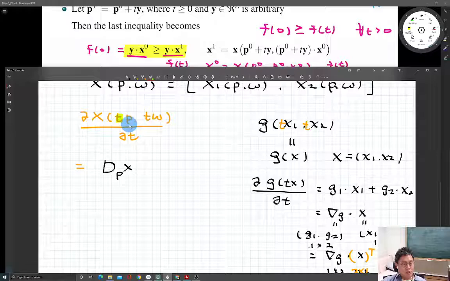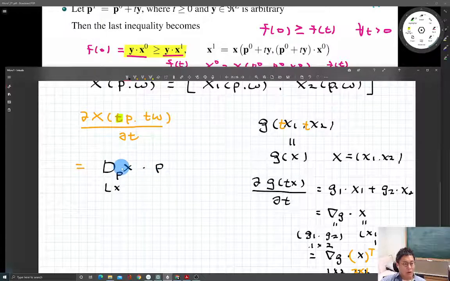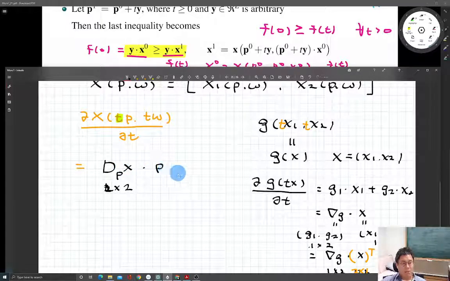And then by the chain rule, we need to multiply by the vector p. We already expressed the derivative in terms of a matrix using the derivative matrix, right? So we have to multiply by p. Now we have to determine the dimension of each matrix. The derivative matrix is L by L, so 2 by 2 in this example, and vector p is 1 by 2. So we have to take the transpose.